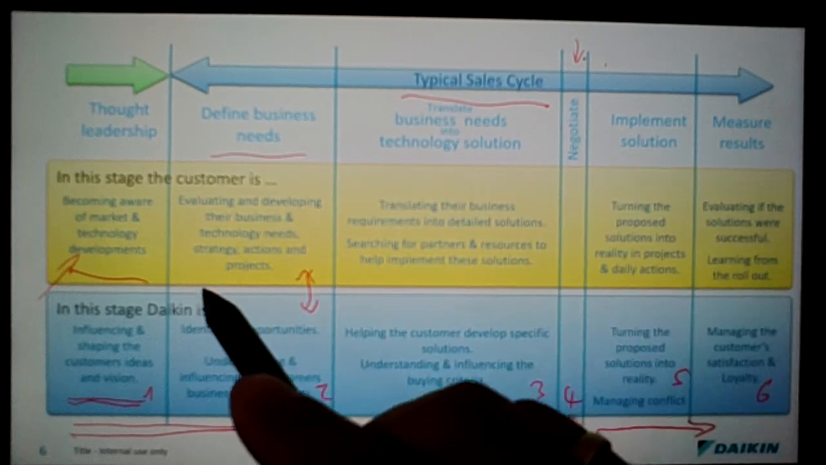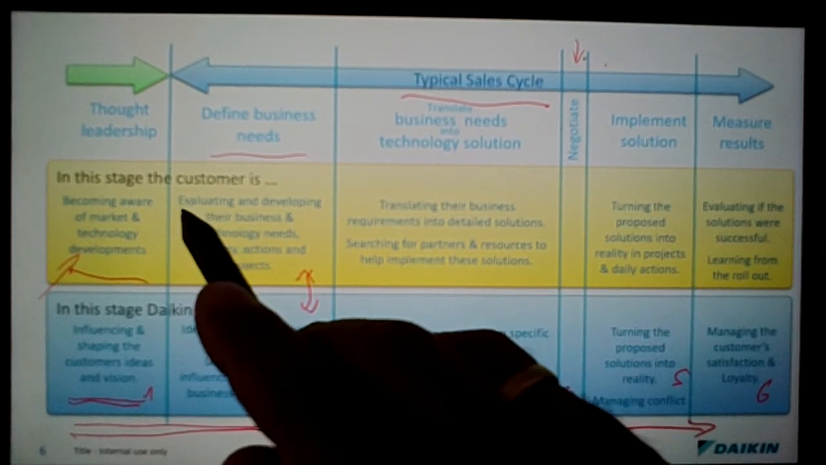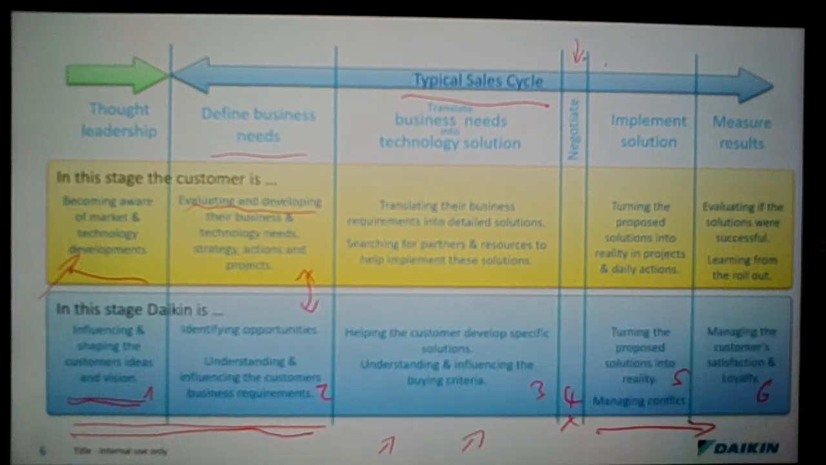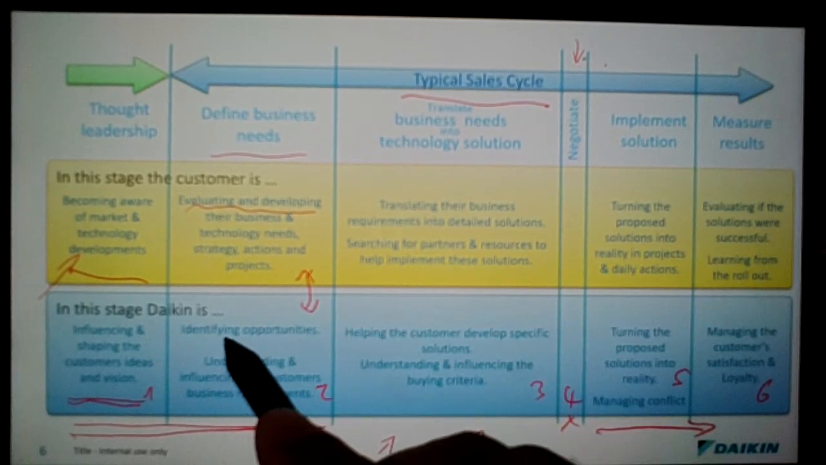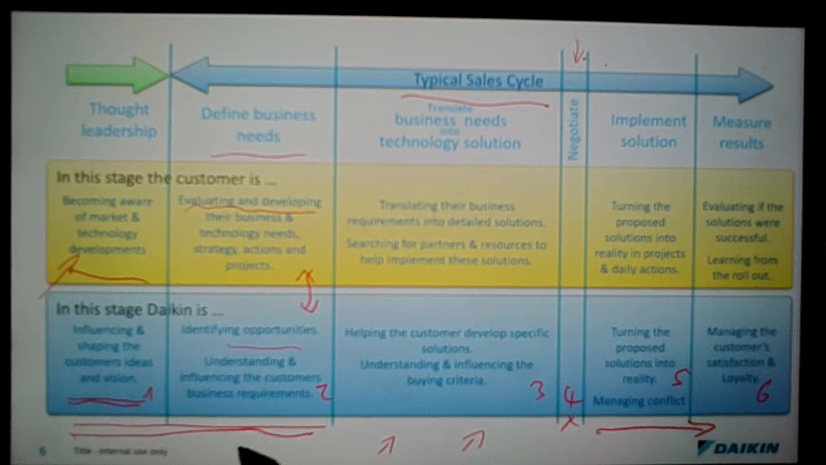Moving into this stage then, the customer is evaluating and developing their business and technology needs, strategies, actions, and projects. They're really trying to understand their environment, and they're starting to develop their projects. We, in terms of Daikin, are identifying our opportunities, and we are trying to understand and influence the customer's business requirements.